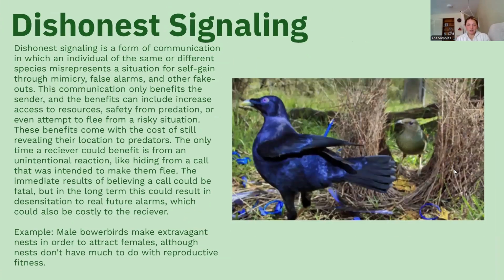Dishonest signaling. Dishonest signaling is lying. How else can you say it, right? It misrepresents a situation for self gain. This is through mimicry, false alarms, fake outs, whatever you need to. If you're thinking of being deceitful, that's dishonest signaling. This communication 99% of the time only benefits the sender, and it only benefits the sender some of the time because the sender can receive increased access to resources, safety from predation, or intent to flee a risky situation, right? But these benefits do come with a cost of losing cooperation with their other species or other individuals of their species, and also, they could still reveal themselves to predators doing this.